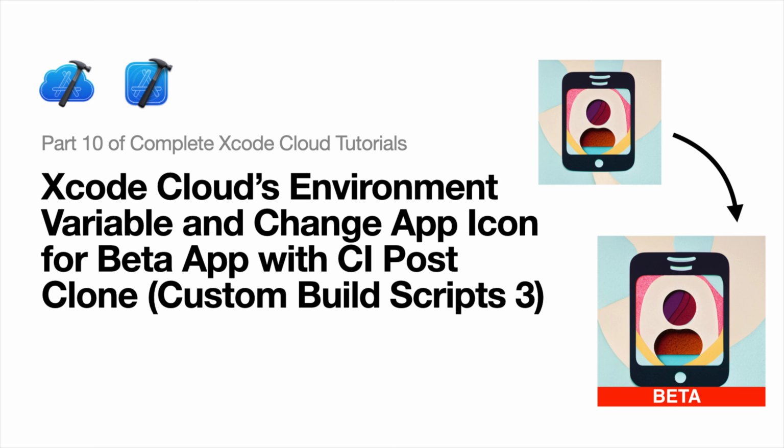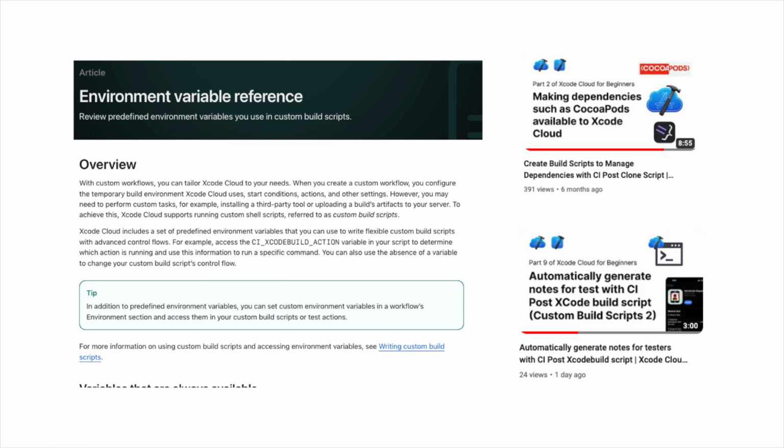Hello, welcome back to this tutorial where you will learn how to use Xcode Cloud Environment Variables to change the app icon for your beta app using a build script. Before we dive in, it's important to note that this video covers the reference of the predefined environment variables in the Xcode Cloud, which are accessible for your build scripts. This is distinct from the environment variable setting in the Xcode Cloud workflow, which we will explore in the upcoming lessons.